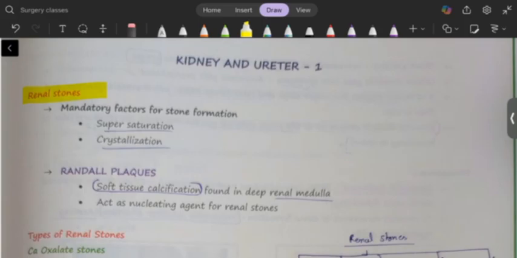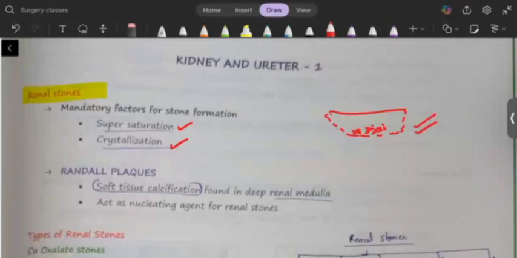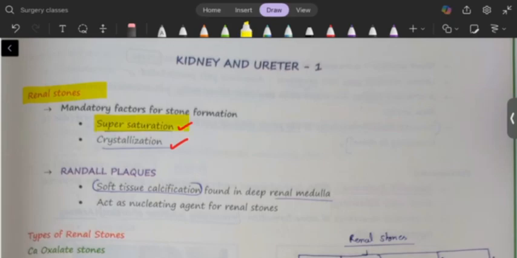For the formation of renal stones, the most important and mandatory factors include supersaturation and crystallization. Basically, imagine this is urine. If urine is made to stand in one place, whatever solutes are there will get saturated, and if this continues for some time, they will aggregate to form crystals. So supersaturation and crystallization, you can imagine it like extracting salt from seawater. In the same way, the two factors necessary for the formation of renal stones are supersaturation and crystallization.